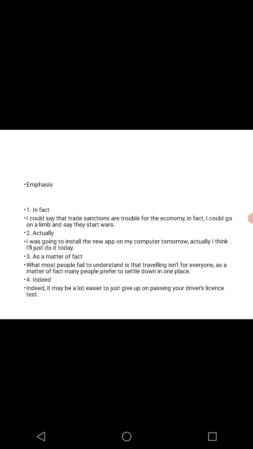Third is "as a matter of fact," and their example is "what most people fail to understand is that traveling is not for everyone. As a matter of fact, many people prefer to settle down in one place." And fourth is "indeed," and their example is "indeed, it may be a lot easier to just give up on passing your driver's license test."